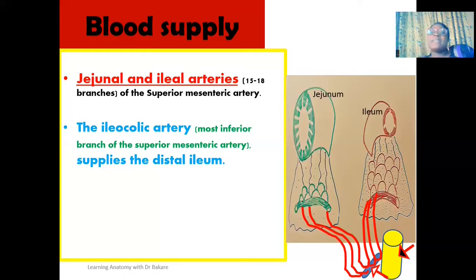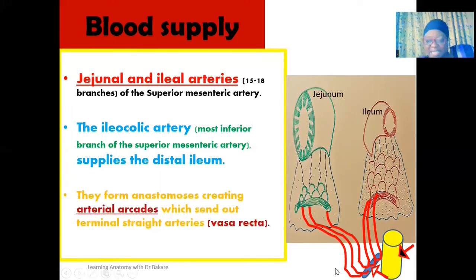So there is a pattern by which these arteries, after their emergence, anastomose around the mesentery before they finally terminate to supply the jejunum and the ileum. So let's dive into this to see how this anastomosis occurs. They form the arterial arcades.